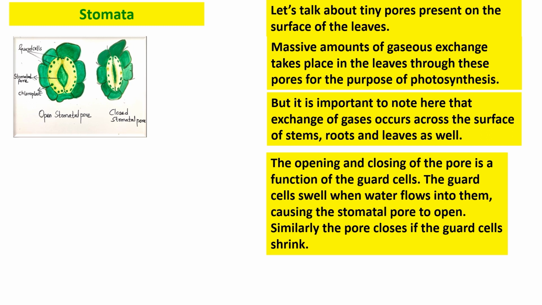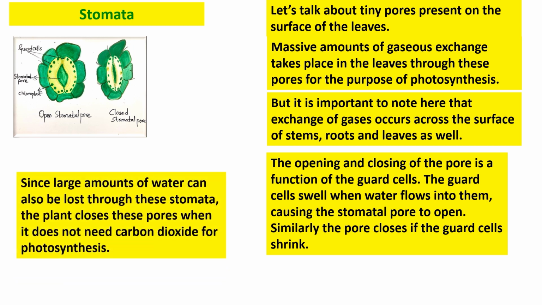The guard cell swells and the water flows into them, causing the stomatal pore to open. Similarly, the pore closes when the guard cells shrink. Since a large amount of water can be lost through stomata, the plant closes these pores when it does not need carbon dioxide for photosynthesis. So the question can come, why do they close the stomatal pore? So they are trying to prevent the water loss. Let's move on.